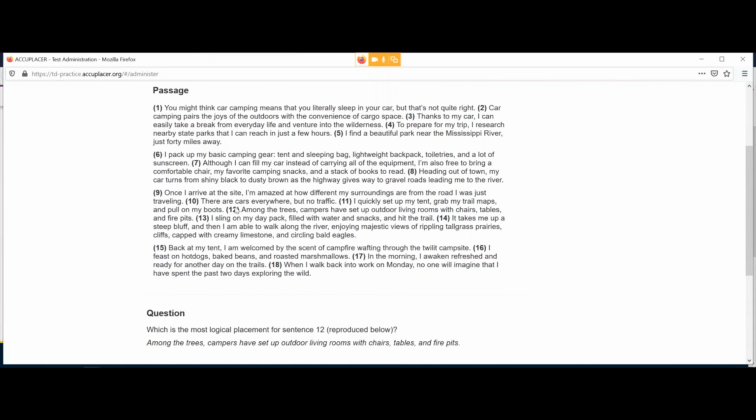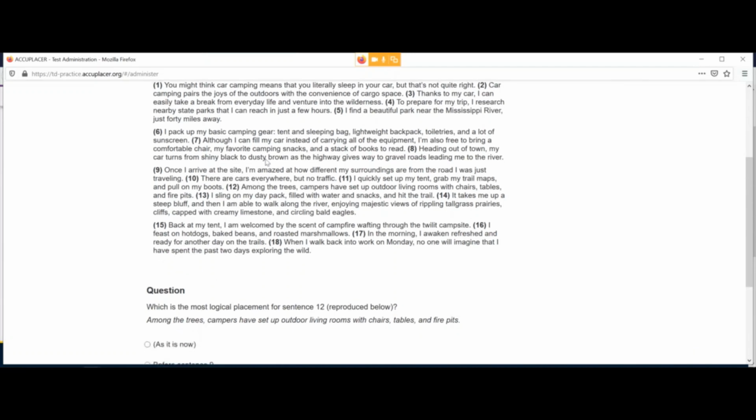Okay, so what is the deal with sentence number 12, which is the one we're looking at? Does that need to be moved? Well, what does it say? Or what does it do, more appropriately? Sentence number 12 here really provides a description. It's part of the scene. What's going on? Campers have set up outdoor living rooms, et cetera. And then let's look at the sentences above it.